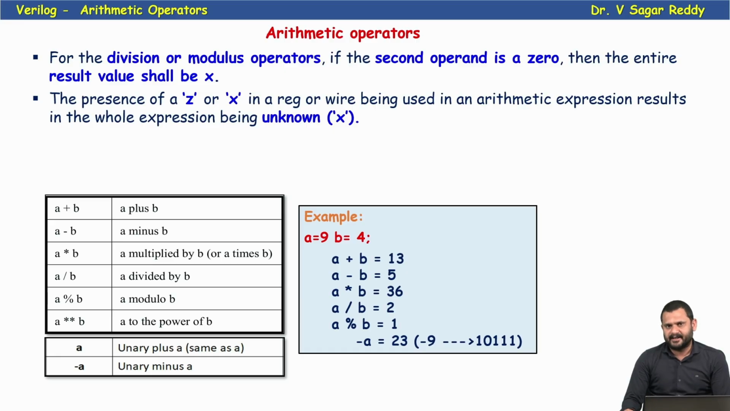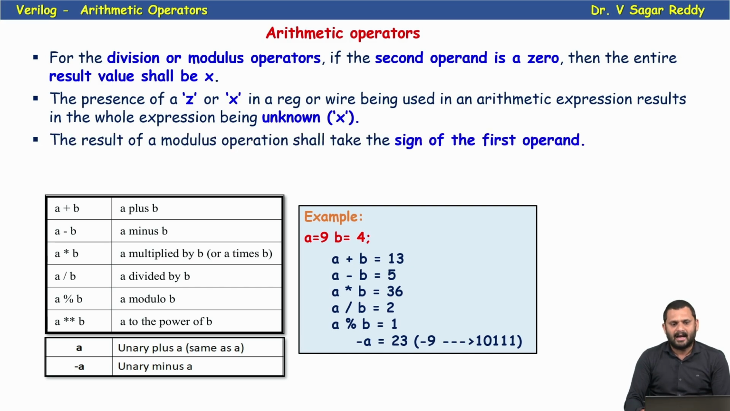The presence of z or x in a register or wire being used in an arithmetic expression: if one of the operands in an arithmetic expression is x or z, the result of the whole expression is unknown. If one operand in the arithmetic expression is x or z, the result shall be unknown. And the result of a modulus operation shall take the sign of the first operand. So in the case of a modulus operation, the result takes the sign of the first operand.